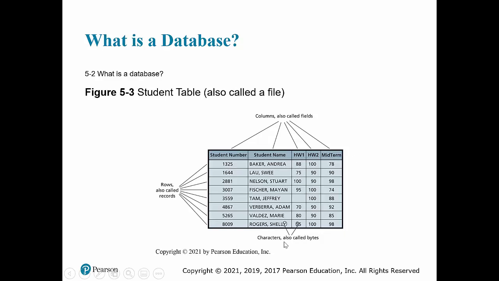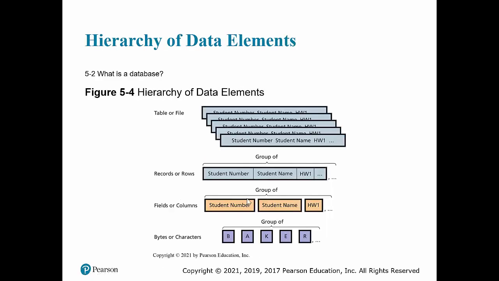And then lastly, we have characters, which are basically the actual data, letters or numbers that are stored in this table. So this is a hierarchy of data elements. First of all, you have tables. You have all the tables, different tables. And then you have rows or records. And then you have fields or columns. And then lastly, you have bytes or characters.